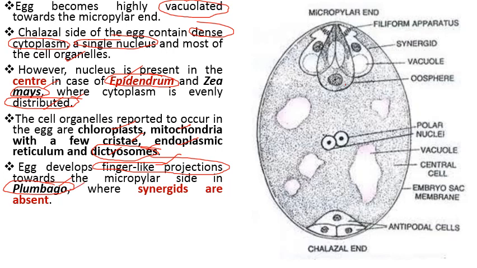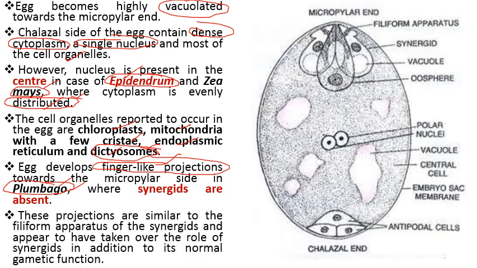So that's why this egg cell develops finger-like projections which are equivalent to the filiform apparatus. These projections are similar to the filiform apparatus of the Synergids and appear to have taken over the role of Synergids in addition to its normal gametic function. So egg ने यहाँ पे Synergids का function भी किया है साथ में. So it takes the function of Synergids also in addition to gametic function.